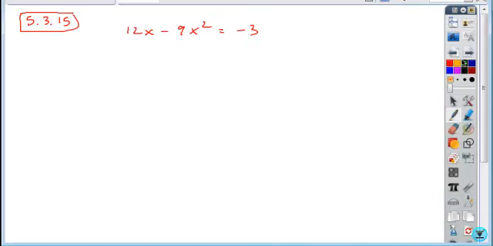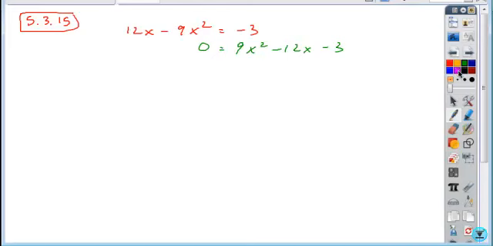All right, when you are solving this, the first thing that you want to do, and it's asking you to solve it by quadratic formula, is move everything to one side. I'm going to move it so that my leading coefficient is positive, so I'm going to add 9x squared to both sides, subtract a 12x from both sides, the negative 3 stays here, and that's my standard form.